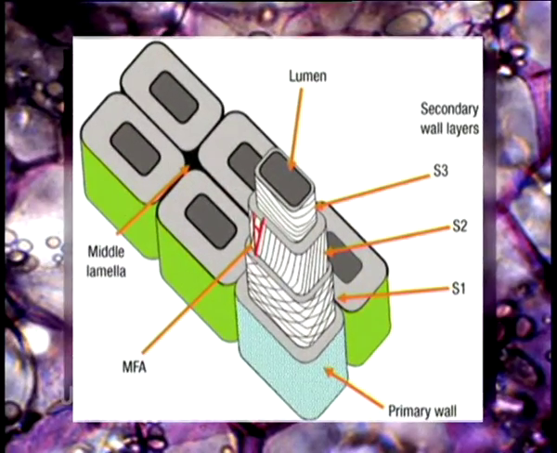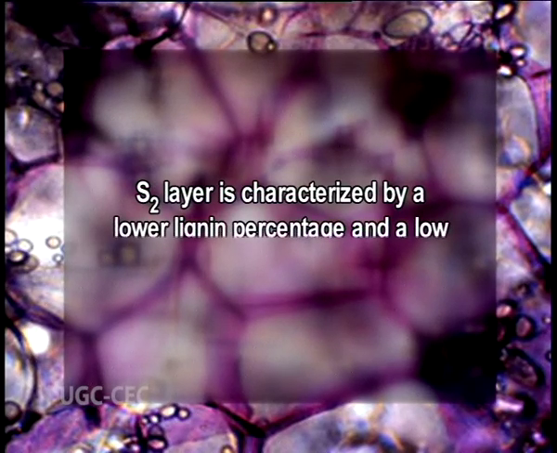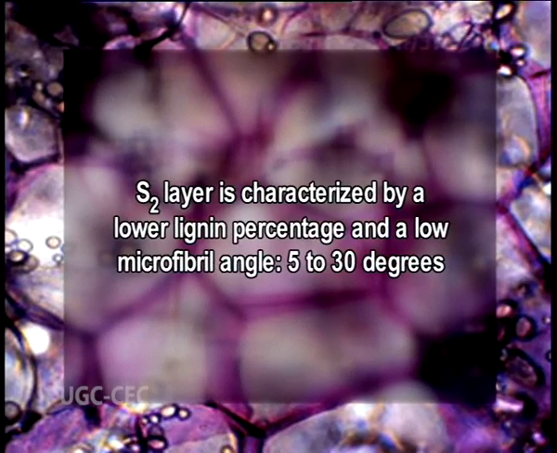The next wall layer is arguably the most important in determining the properties of the cell, thus the wood properties at the microscopic level. This layer formed interior to the S1 layer is the S2 layer. This is the thickest secondary wall layer and it makes the greatest contribution to the overall properties of the cell wall. It is characterized by lower lignin percentage and a low microfibril angle from 5 to 30 degrees.